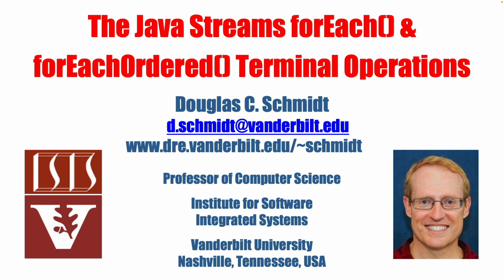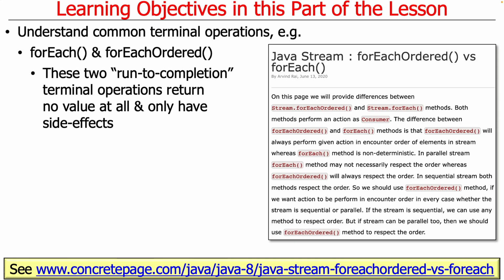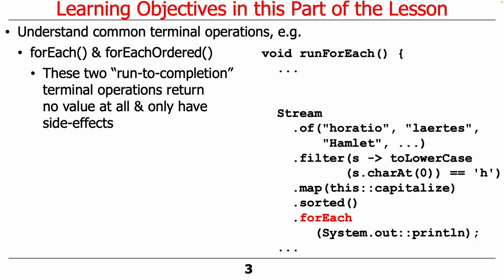So now that we've talked about Java terminal operations at the high level, let's focus in on two of them, forEach and forEachOrdered. These are run-to-completion terminal operations that return no value and only have side effects. If you recall our discussion about side effects, we talked about how we try to avoid side effects in general with Java streams and behaviors. This is one case where you have to have a side effect. So this is the exception that proves the rule, if you will.